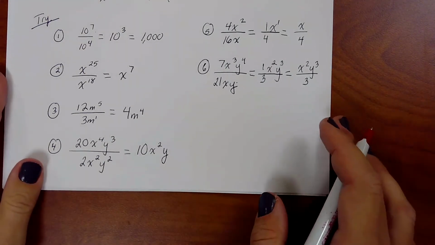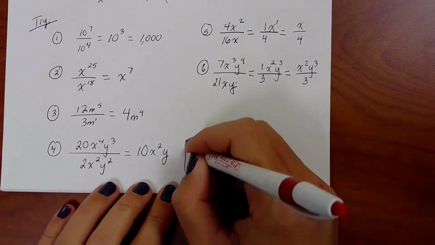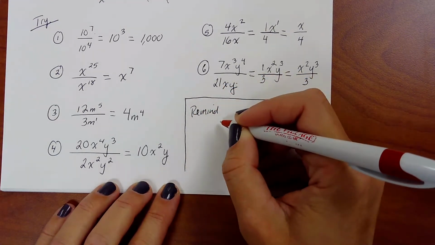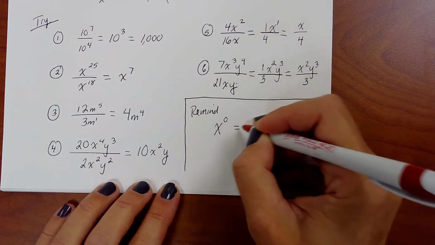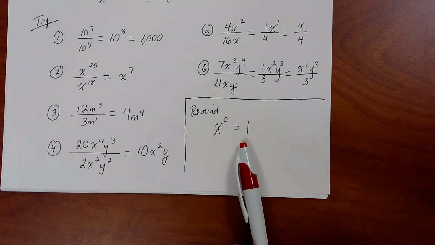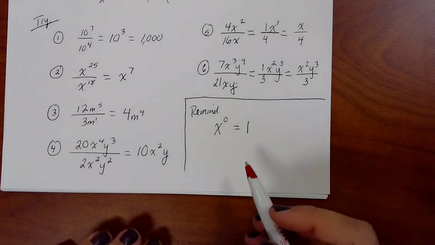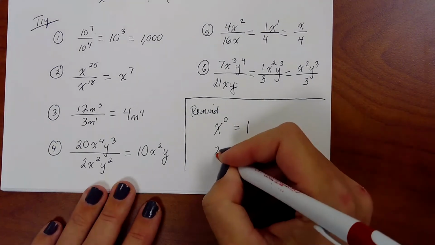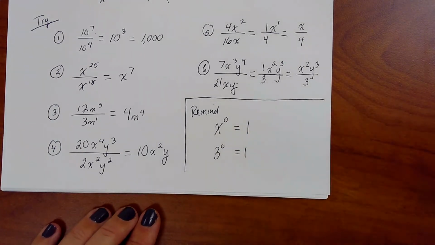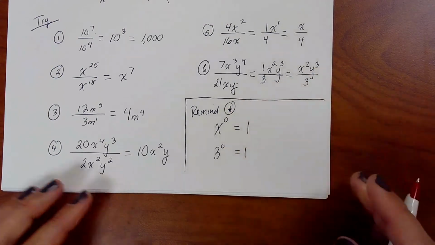Okay. All right, good. And just before we move on to the fourth law, I just want to remind you, in case this happens, anything to the 0 power is 1. Remember, we talked about that. If you want to be reminded of why that works, we'll pause it and talk about it. But anything to the 0 power is 1. 3 to the 0 power is 1. X to the 0 power is 1. That's just something you have to memorize.